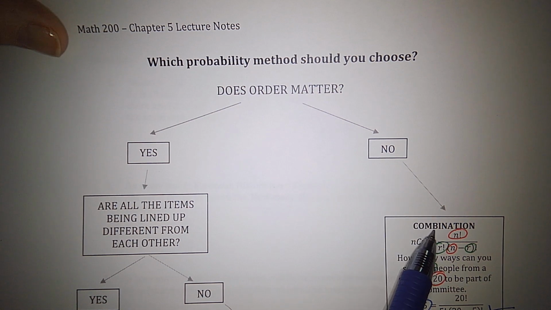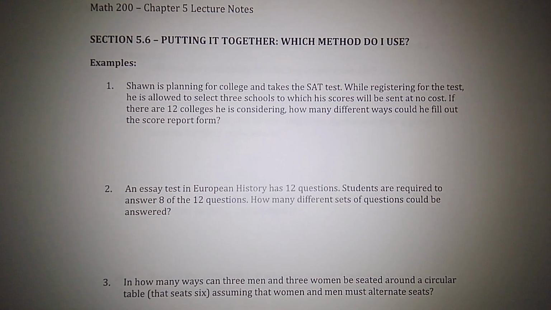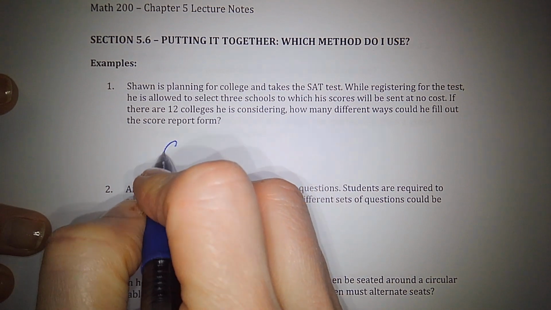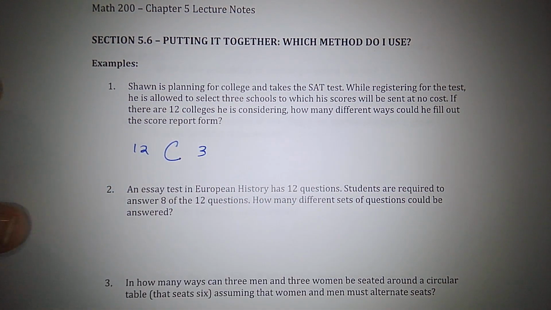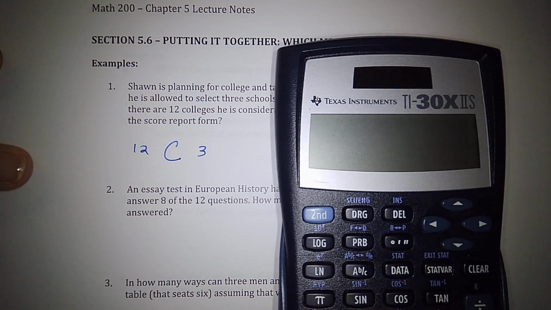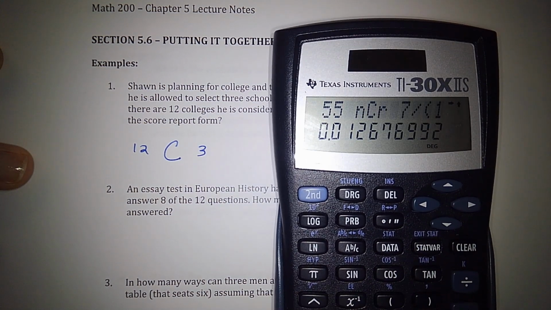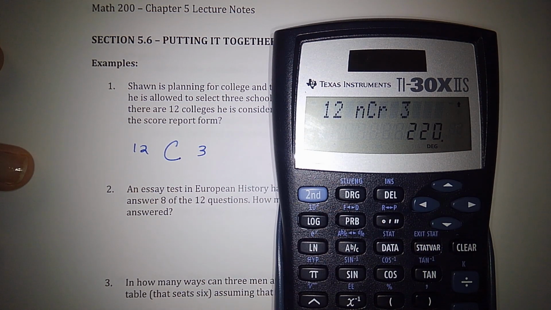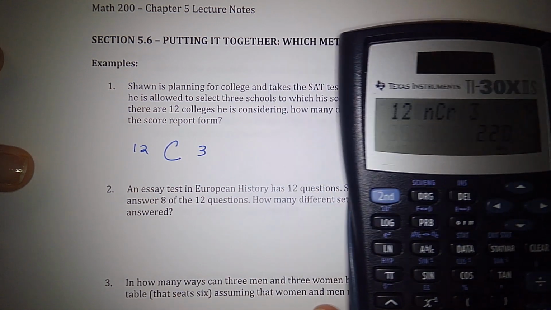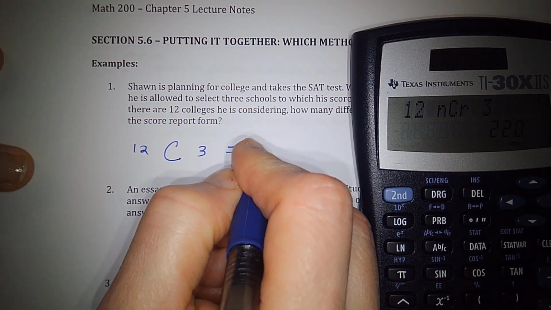So we're dealing with a combination. This is going to be a combination of 12 total schools, and we're supposed to take 3 out of those 12 schools in order to determine how many ways we can send out those results. In our calculator, we can simply do 12 combination 3 at a time, and we'll find that the answer is 220 different ways.